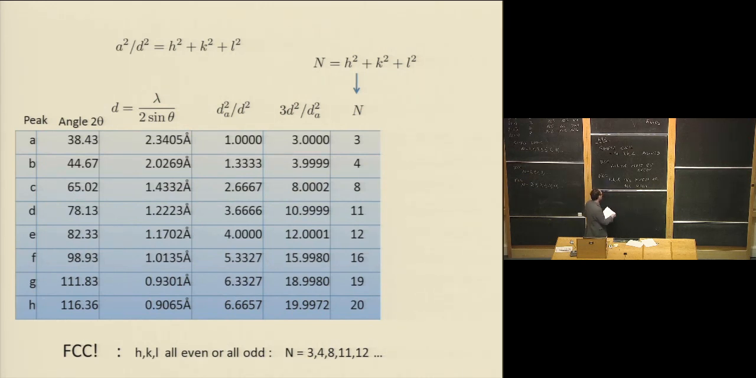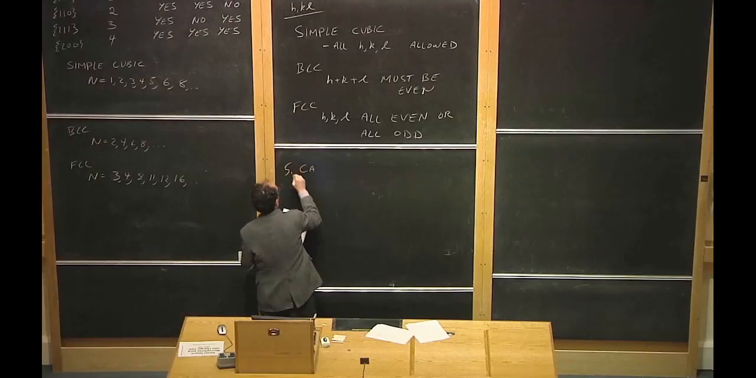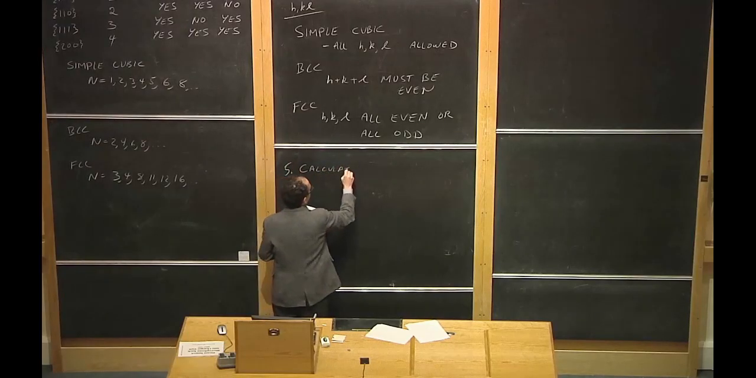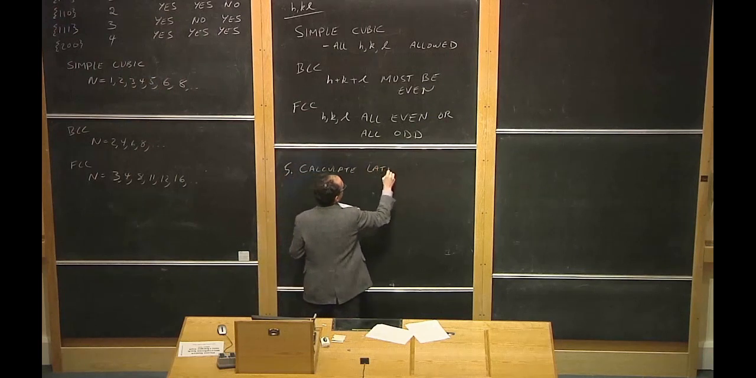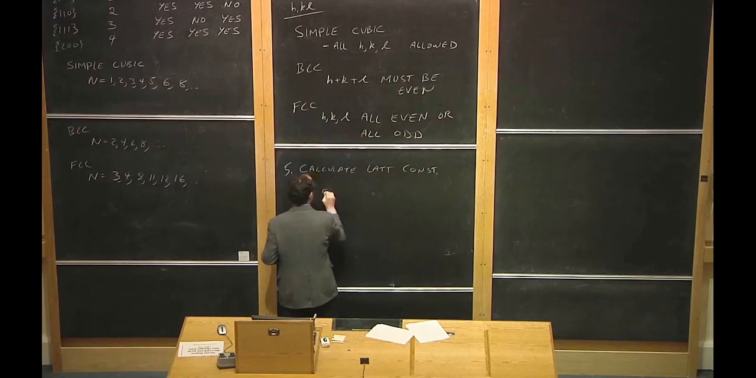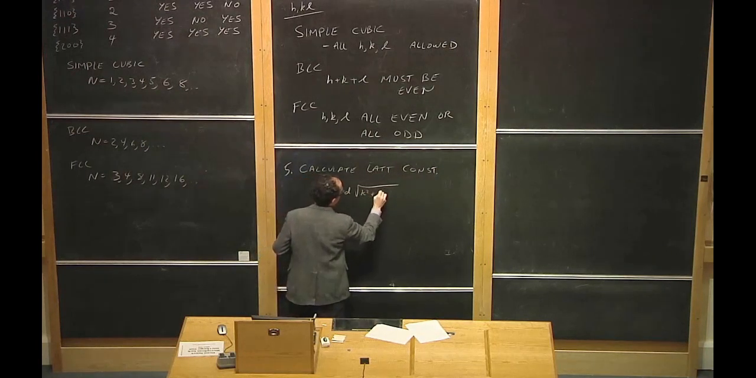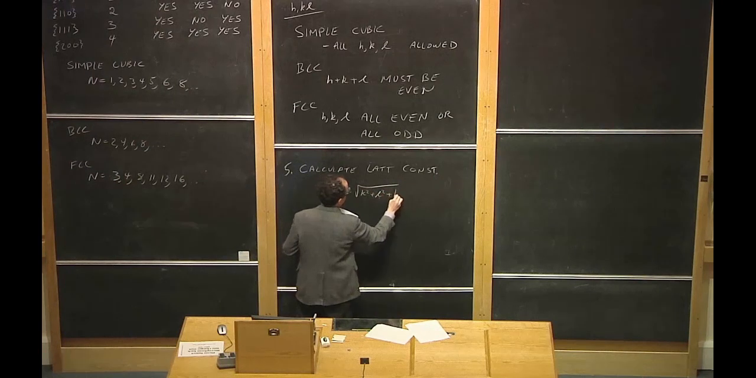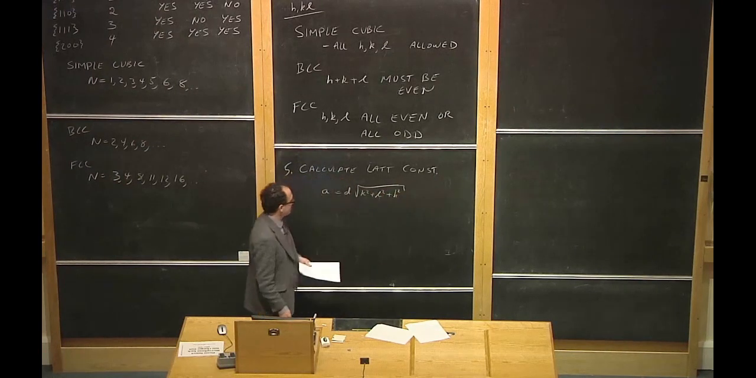We can actually go on a little bit further to calculate the lattice constant. So this might be step 5. Calculate the lattice constant, or the size of the unit cell, constant a, which would be d times the square root of k squared plus l squared plus h squared. Oops, I did that in the wrong order. h squared plus k squared plus l squared usually.